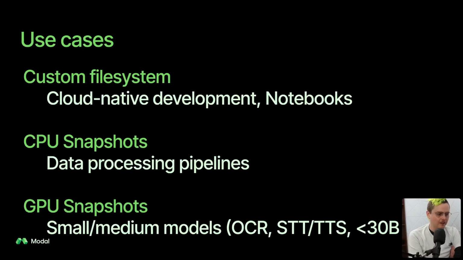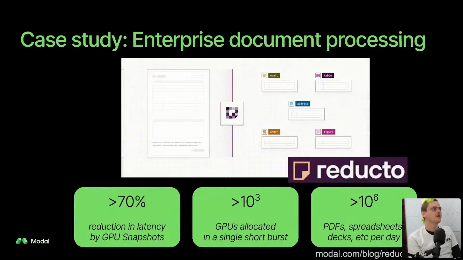document processing, speech to text or text to speech, and the sort of smaller multimodal or language models like your Qwen 3.5, most of those models, the Gemma 4 models that just came out, Ministral, all that kind of stuff. We have a case study about a particular customer, Reducto, who used this.